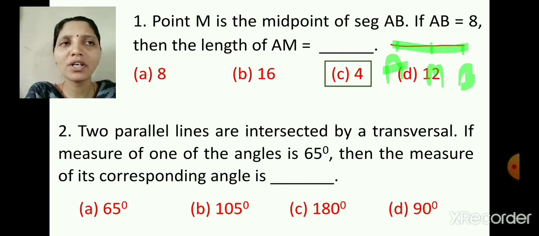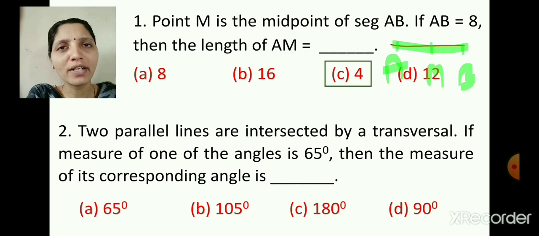Any doubt here? Simple questions are there, you only have to solve them properly and you have to solve all the practice sets and problem sets properly. From that any question can be asked as a multiple choice question. Now the second one: two parallel lines are intersected by a transversal. If the measure of one of the angles is 65 degrees, then the measure of its corresponding angle is. Now this is very simple. It can be asked for only 1 mark.